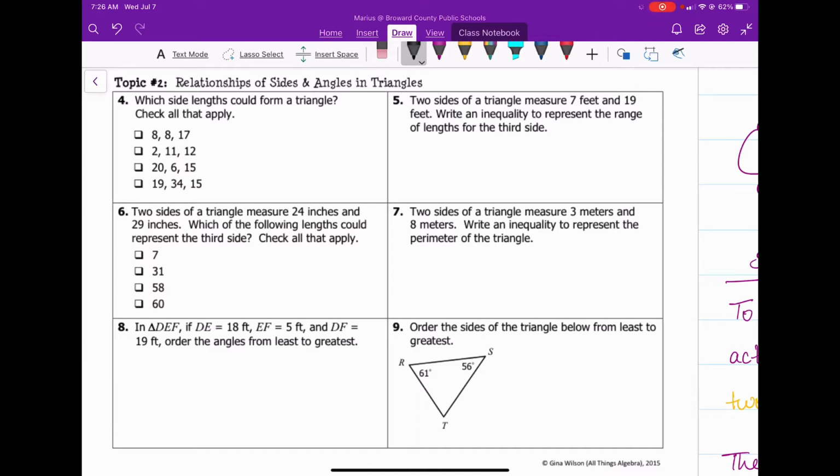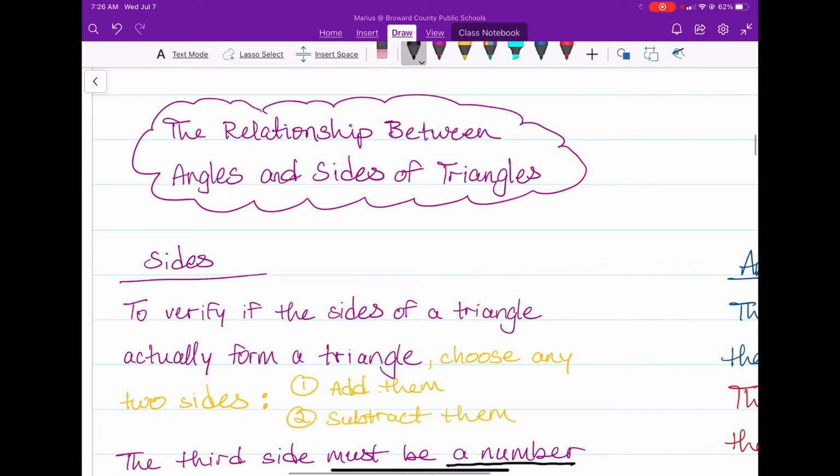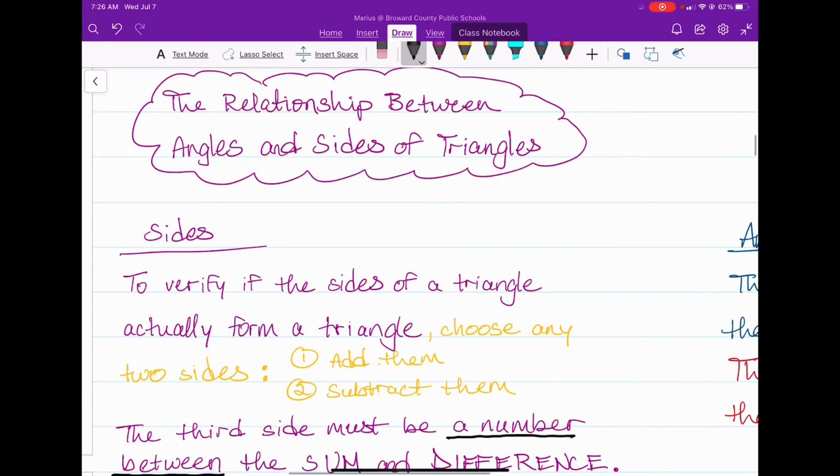Today we're going to be going over a lesson about the relationships of sides and angles in triangles. Before we take a look at these 6 questions, numbers 4 through 9, I've already taken the liberty to jot down some notes that are going to be important to understanding what I discuss with those problems. So, the relationship between angles and sides of triangles.